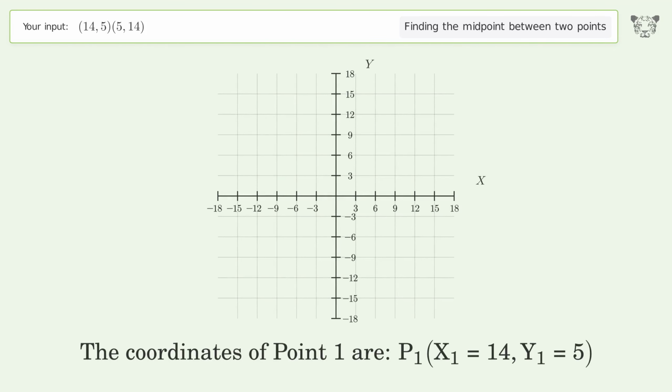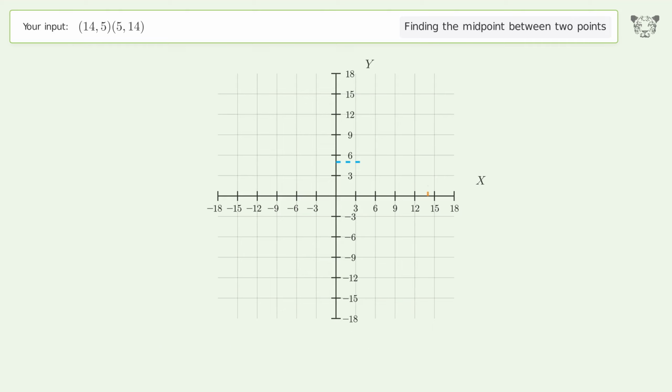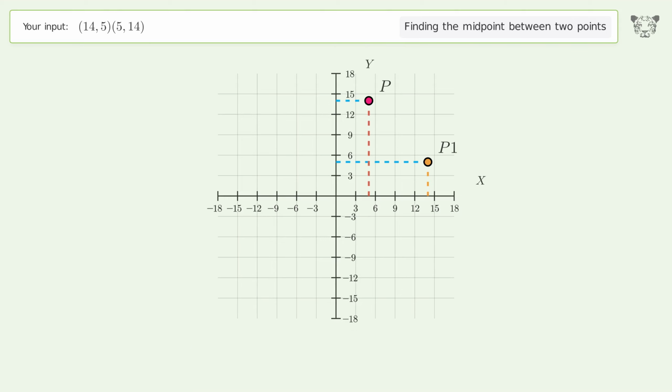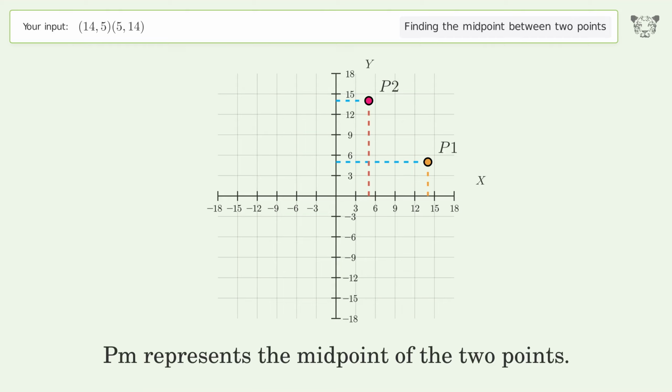The coordinates of point 1 are x1 equals 14, y1 equals 5. The coordinates of point 2 are x2 equals 5, y2 equals 14. PM represents the midpoint of the 2 points.